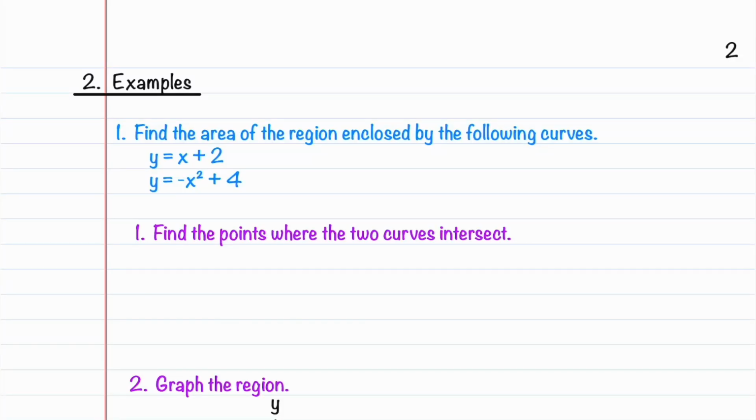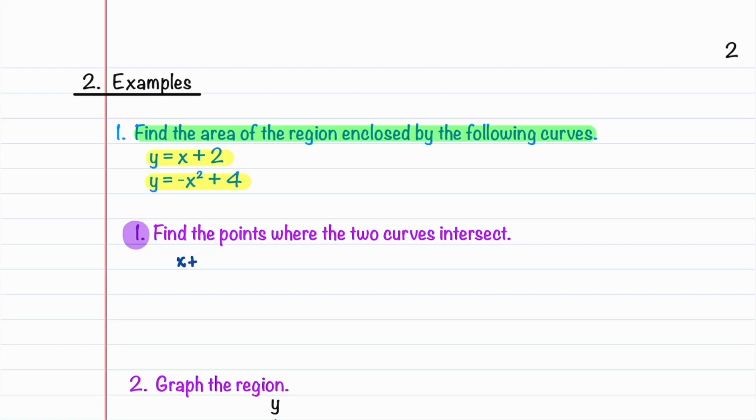In this example, we're going to find the area of the region enclosed by the following curves. Our first curve is y is equal to x plus 2, and the second curve is y is equal to minus x squared plus 4. The first thing that we want to do is to find the points where the two curves intersect.